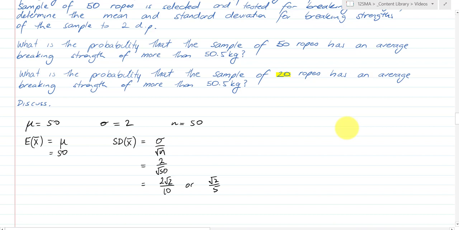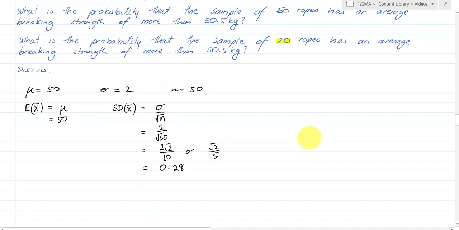The square root of 2 divided by 5 is equal to 0.283, but to 2 decimal places, 0.28. Okay, so that's my standard deviation. Now, what is the probability that the sample of 50 ropes has an average breaking strength of more than 50.5? It's a mass, so it's a continuous variable. So this is kind of our A, and this is kind of our B. I might do it over on the side so we can still see the question. So B, the probability that the sample has an average of over 50.5.